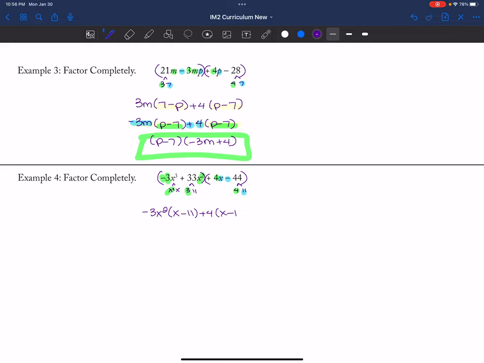So now we can start talking about what's in common between these two terms, here and here. I didn't highlight very well. And then what I have in common is an x minus 11, and I'm left with a 4, a plus sign, and a negative 3x squared. So I have an x minus 11 and a negative 3x squared plus 4. Okay? And that is it for this lesson.